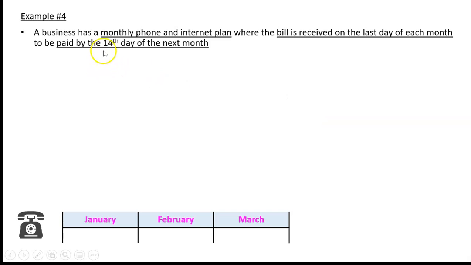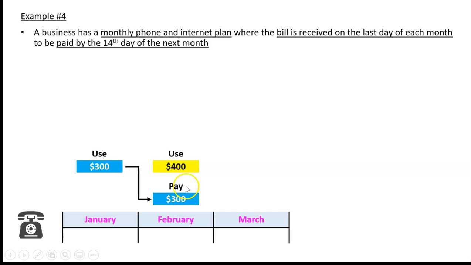Final example. A business has a monthly phone and internet plan where the bill is received on the last day of each month to be paid by the 14th day of the next month. You'll find this when you start getting your phone bills at the age of 18. Most phone plans, you make your calls in January and use your data, and then you get the bill on the 31st and they say you've got to pay it by, say, the 14th of February. So we're going to use $300 of call and data in January, and we're going to pay for it in February. Then in February, we're going to use up data and calls of $400, but we don't have to pay for it until March. That's how most phone plans work.